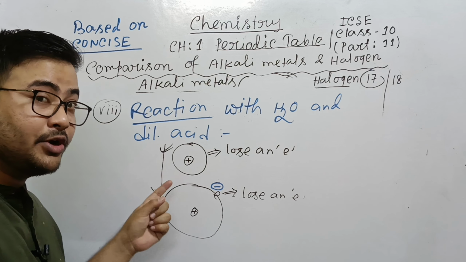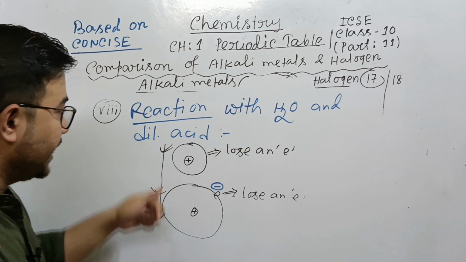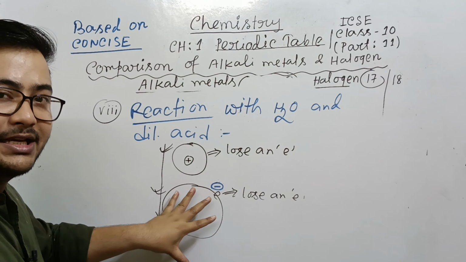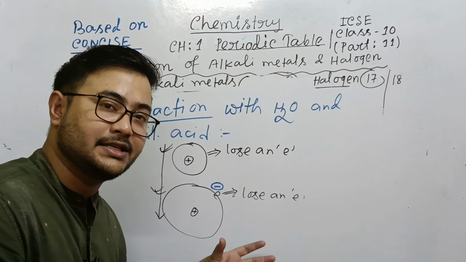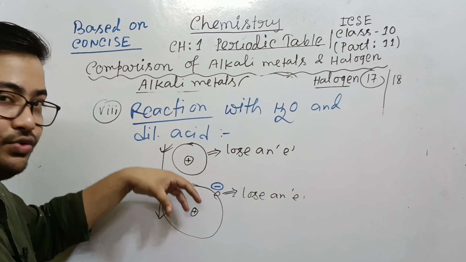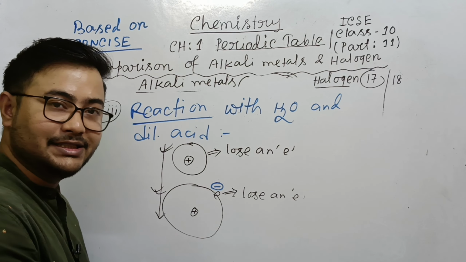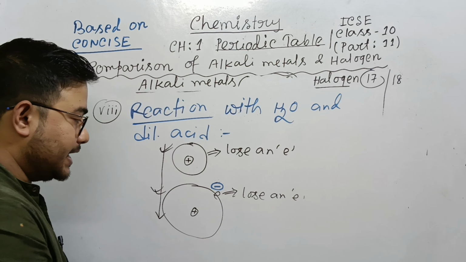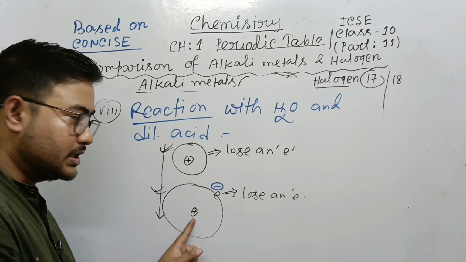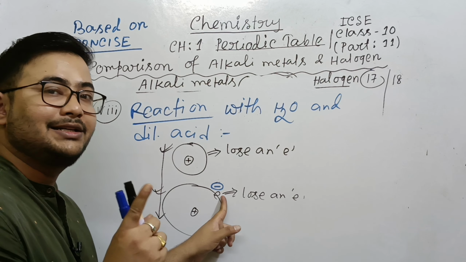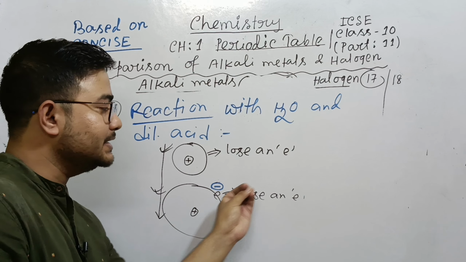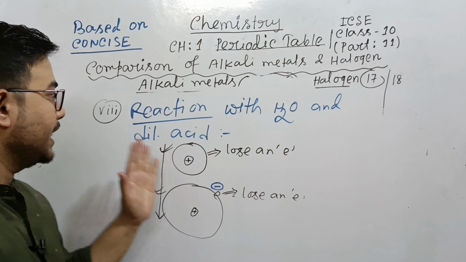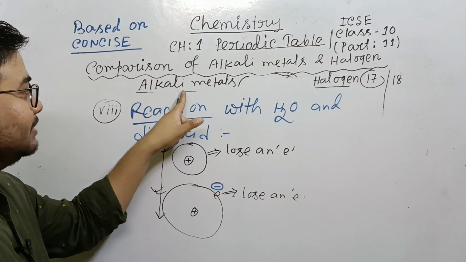So from this point you can conclude, as you move downwards, since radius increases, reactivity also increases. Again, as you move downwards, reactivity increases. Why? As we move downwards, radius increases, attraction by the nucleus towards the electron decreases, so the atom easily loses an electron, so reactivity decreases.